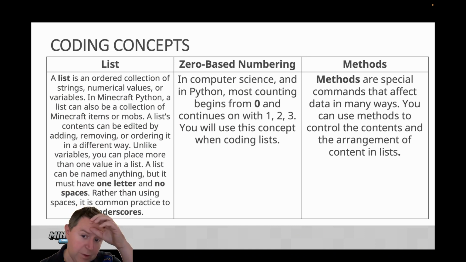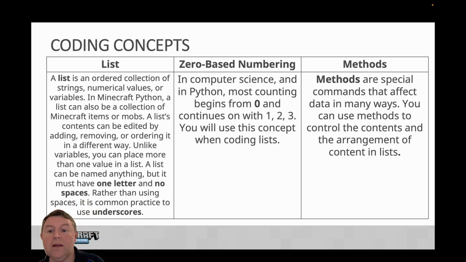So again, what we talked about again, the list. What is a list then? It is an ordered collection of strings or numerical values. You can also use this to help you with things like Minecraft items or mobs. You can order them, you can remove things, you can edit things there.